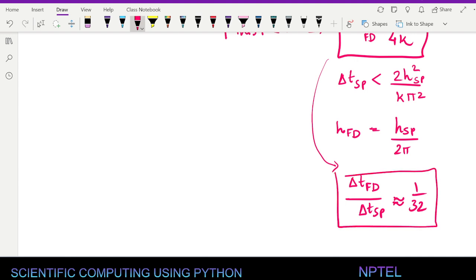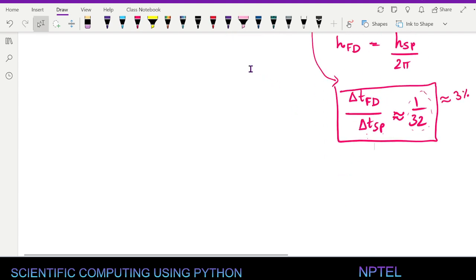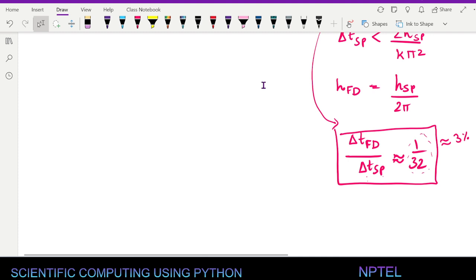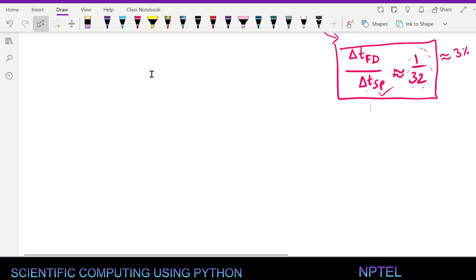Again, the number 32 itself is not important, but this number is quite small. It's like 3%, right? So what it means is that if you want to use finite difference, you will have to use 3% of the Δt of the spectral method. Now using a small Δt is bad, right? Because for the same time duration, you need to have more time steps, so it will take longer to run. That's why spectral is better. Alright.